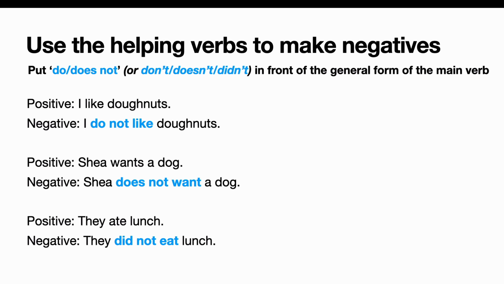Using do to make negatives is the most complicated. Because these are sentences that don't have do in them, we can't just add not. We have to add the do verb and the not, and then we have to change the main verb to its general form. So this first example, I like donuts. There's no helping verb in it, so we have to add one. We add do, I do not, in front of the main verb, which is like. And the general form of like is also just like. So in this example, it doesn't change. So we just say, I do not like donuts.